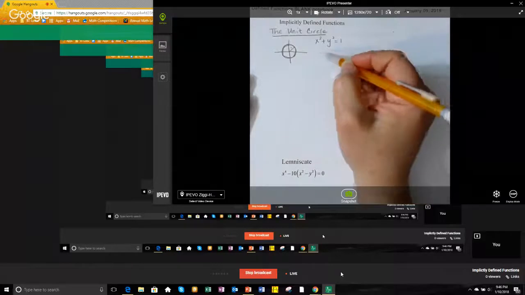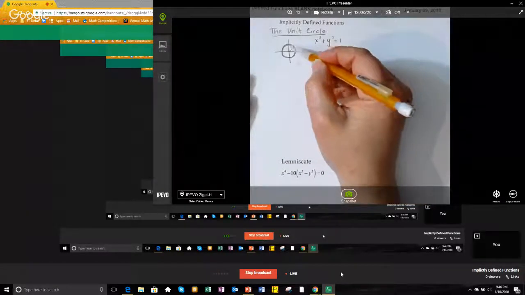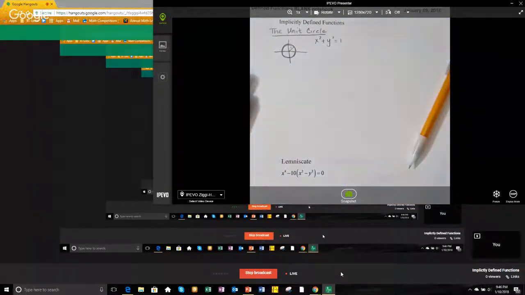However, a circle has two functions embedded in it, in disguise, so to speak. And those two functions are implied with this equation that we call x squared plus y squared equals 1.